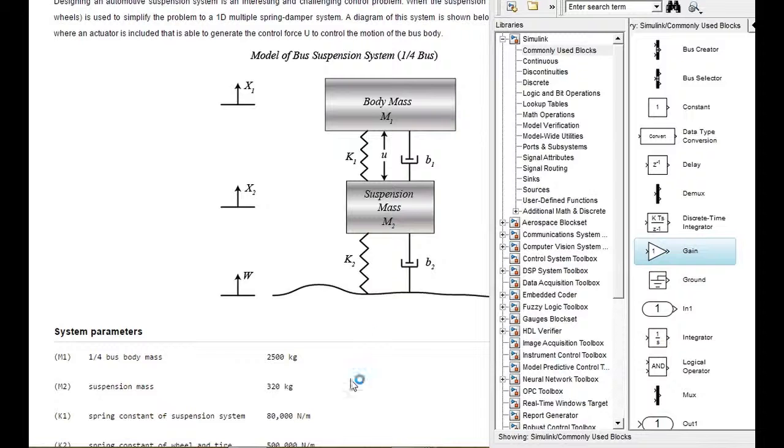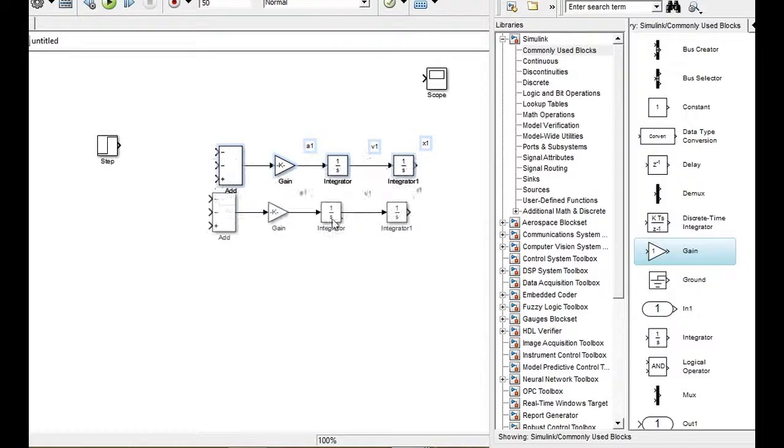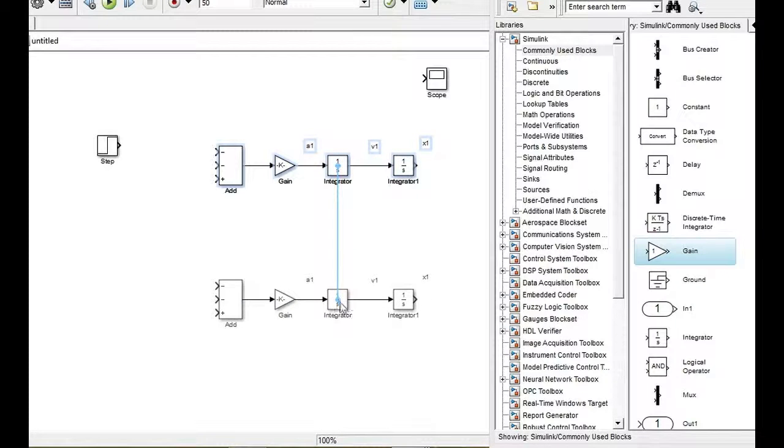Similarly I have to do it for x2, right? I'll just copy this, and I'll change the names to a2, v2 and x2. Remember, keep one thing in mind, that this is for the 1/4 model of the bus. That is, this is for just one tire suspension system. I'm not going to show this for 4 tires.